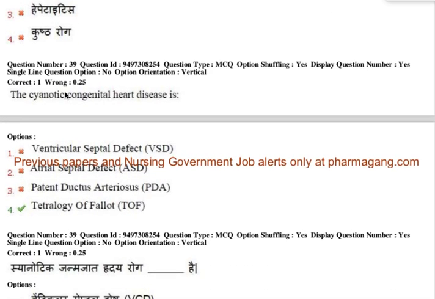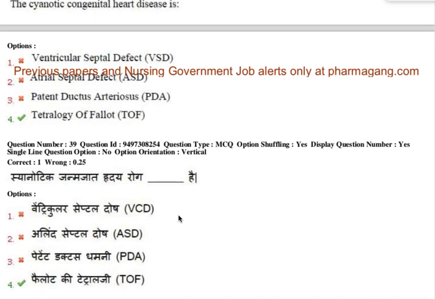Next question. The cyanotic congenital heart disease is. Correct answer is fourth, tetralogy of Fallot. Tetralogy of Fallot is a cyanotic congenital heart disease, and ventricular septal defect, atrial septal defect, and patent ductus arteriosus are the acyanotic congenital heart diseases. Congenital heart disease is divided into two parts, cyanotic and acyanotic congenital heart disease.